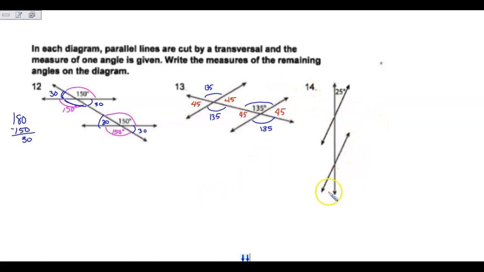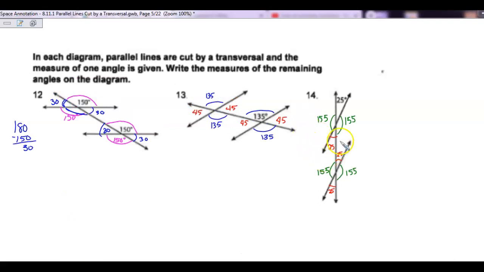Find all the missing angles on your notes, and then check back with me to see if you have the correct answers. Okay, you should see that vertical angle here is 25 degrees, corresponding angle here is 25 degrees, and vertical to that one is 25 degrees, or alternate exterior. And then the ones in green are supplementary here, so 155. Vertical to it is 155. Corresponding to that is 155, and vertical is 155.